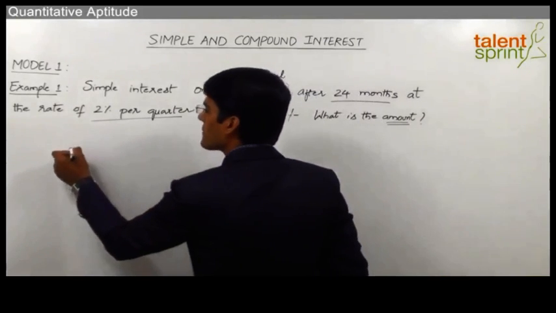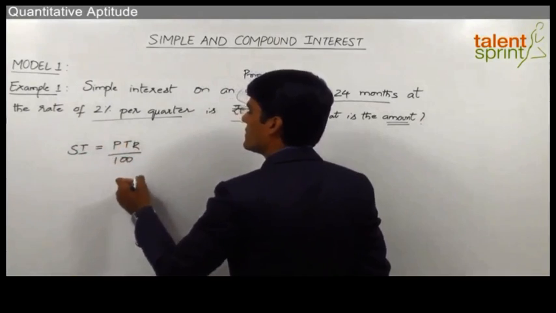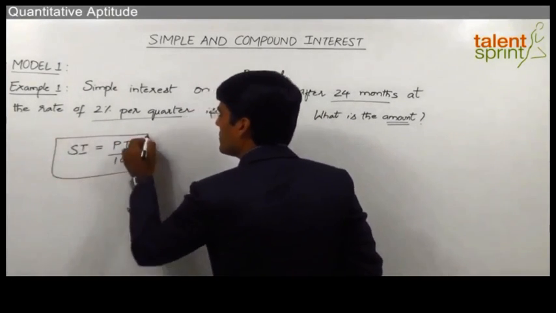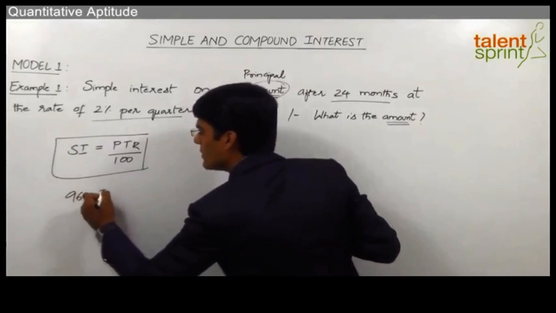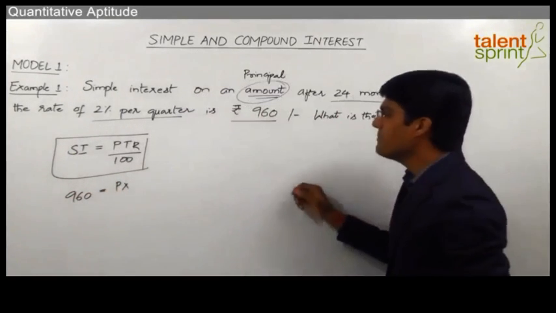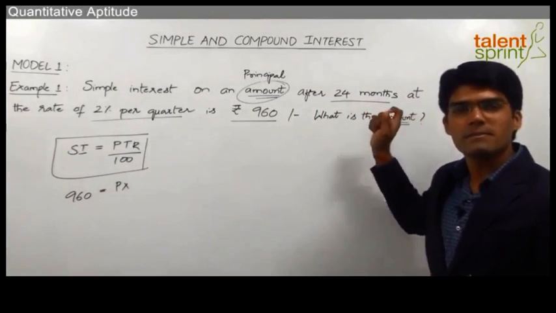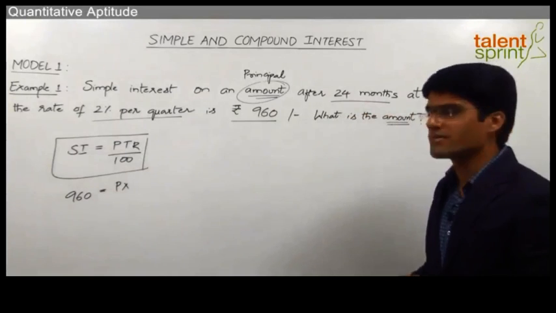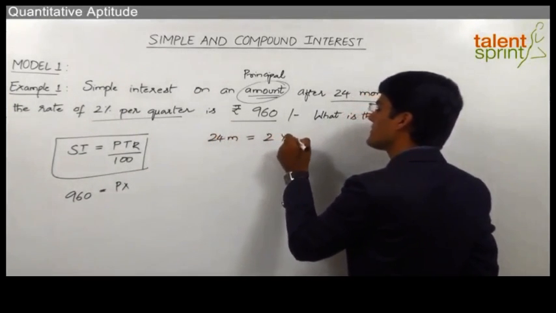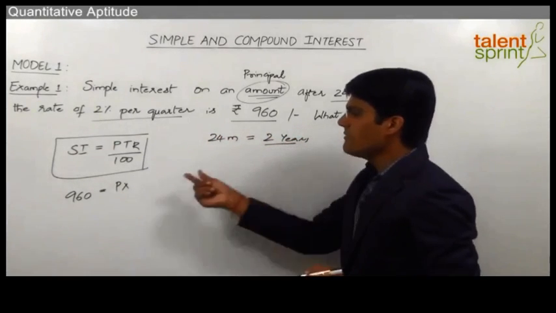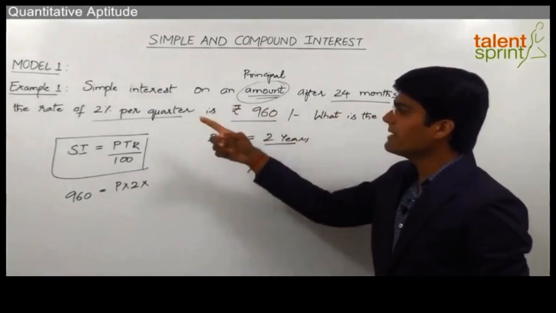We know the formula for simple interest is equal to PTR by 100. So let us substitute the values here and find out the required answer. Now the simple interest is 960, that should be equal to the principal into time period, given here as 24 months. But as I've already mentioned, the time which we substitute should always be in terms of years. And we know that 24 months is equal to 2 years. So the time taken in the formula should be 2.